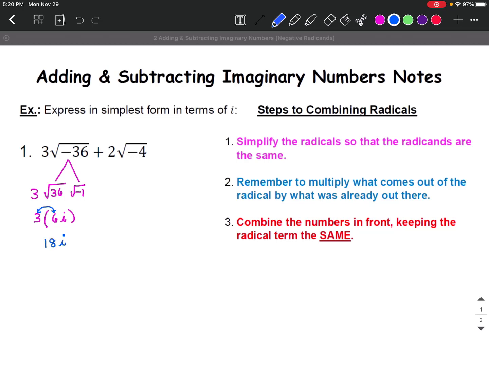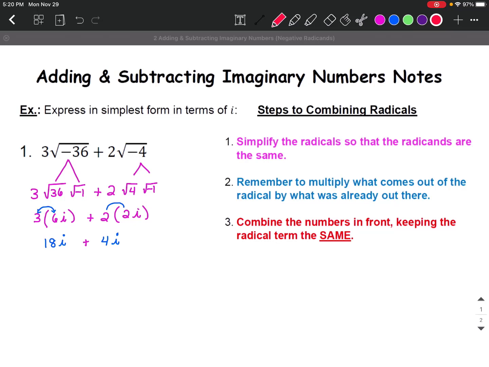Now I have to go back and do the same thing for the other radical. So I'm going to bring down my plus 2. I know the square root of 4 and I have that negative 1. The square root of 4 is 2 and the square root of negative 1 is i. And again, now we're going to multiply. 2 times 2 is 4 and we keep the i.